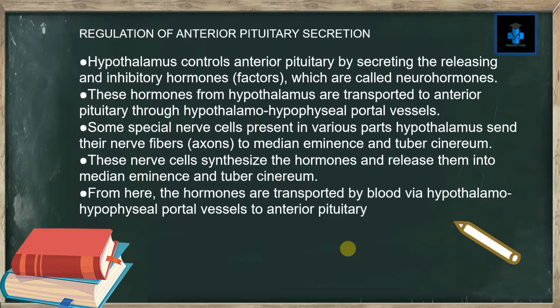Some special nerve cells present in various parts of hypothalamus send their nerve fibers, that is axons, to median eminence and tuber cinereum. These nerve cells synthesize the hormones and release them into median eminence and tuber cinereum. From here, the hormones are transported by blood via hypothalamo-hypophyseal portal vessels to anterior pituitary.